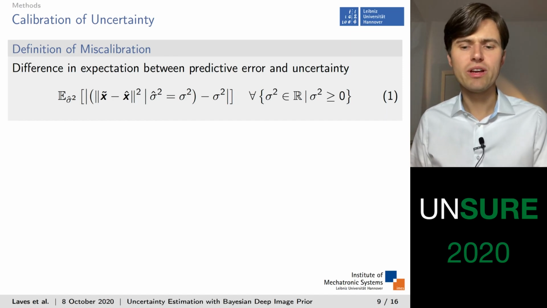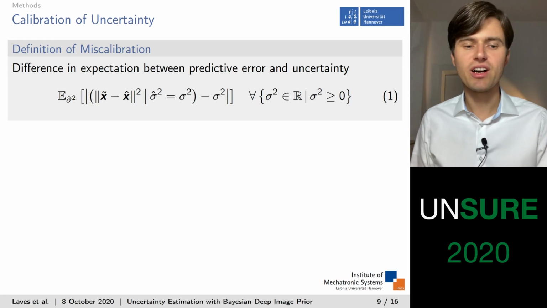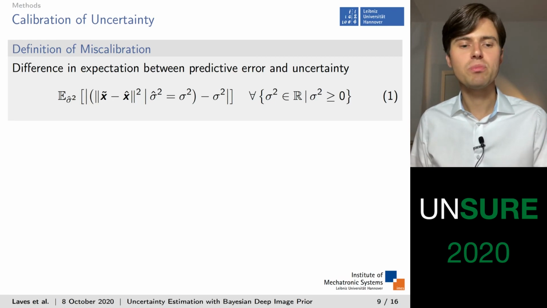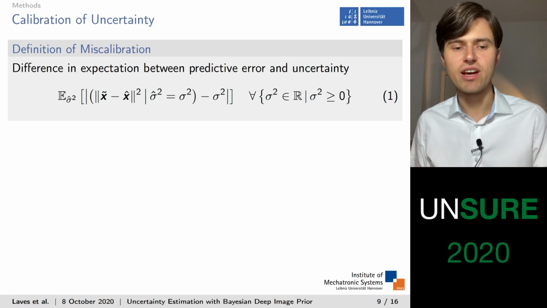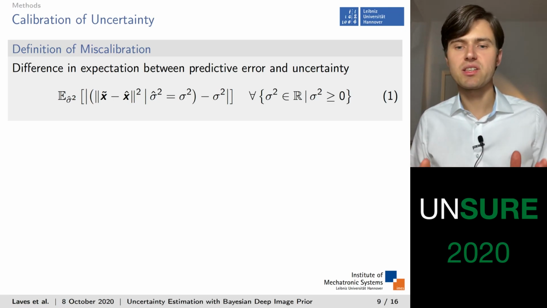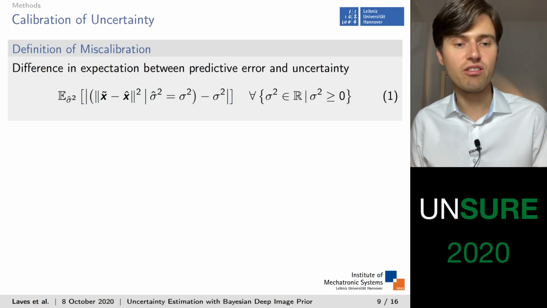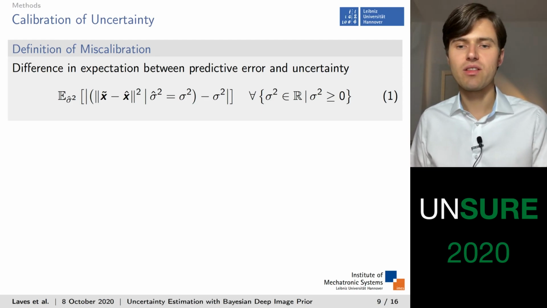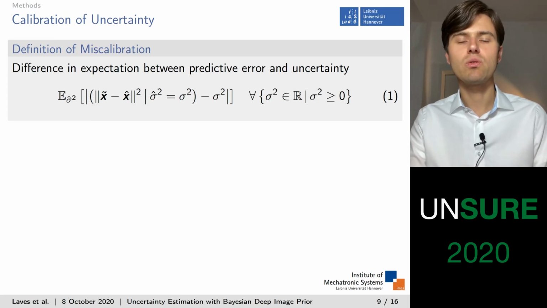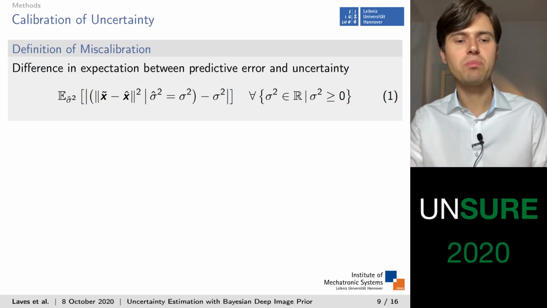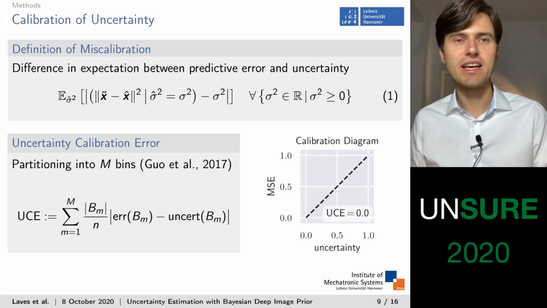But how do we know if we can trust the estimated uncertainty? We want the uncertainty to be well calibrated. And following recent literature, we define predictive uncertainty to be well calibrated if it correlates linearly with the predictive error. That is, if all pixels in a batch were estimated with an uncertainty of 0.2, we would expect that the predictive error also equals 0.2. This equation here, however, cannot be computed with finite data.